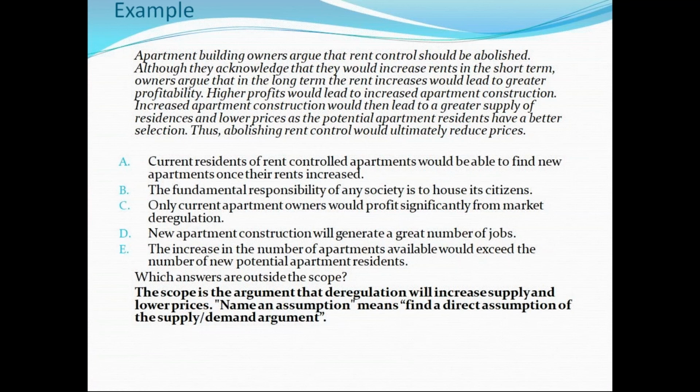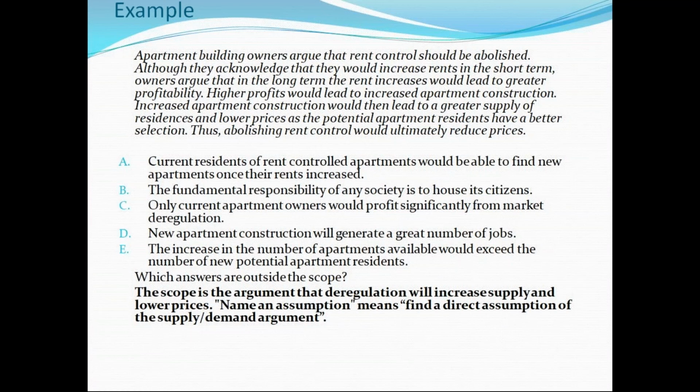Therefore, abolishing rent control would ultimately reduce prices. So the question here is to try to identify the answer options which are out of scope. They don't really fit. Either they're too general, too specific, or just not relevant. So what does it say? Name an assumption means find a direct assumption of the supply-demand argument. So what's the main argument being put forward?